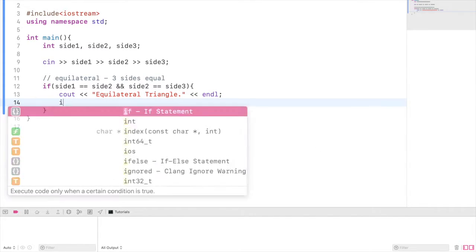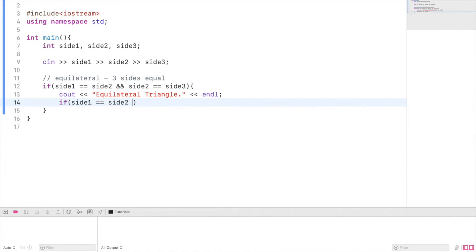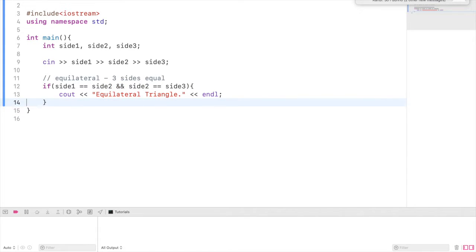So one thing to notice is that you cannot do if side 1 is equal to side 2 is equal to side 3. This is not valid and will result in an error. So if you have two statements that you want to check to see if both of them are true, then you have to use the and sign. Okay, so here we have our first if statement done that evaluates whether or not the triangle is equilateral.